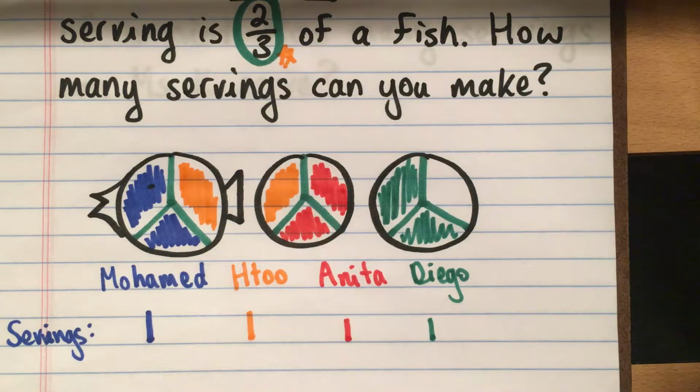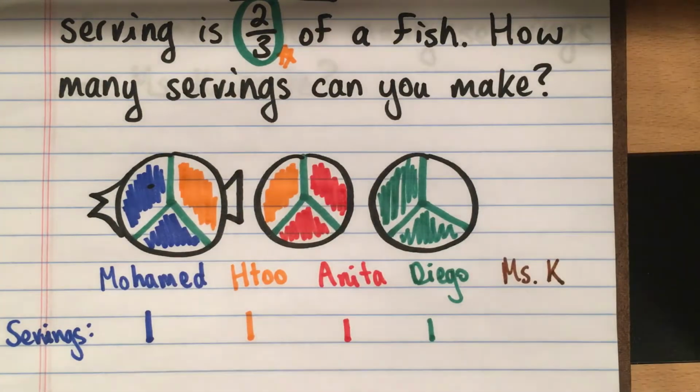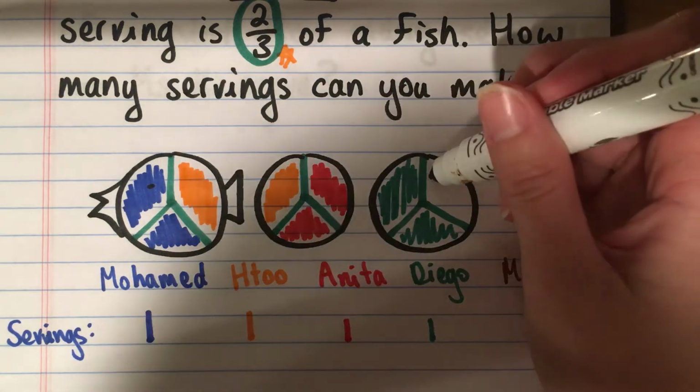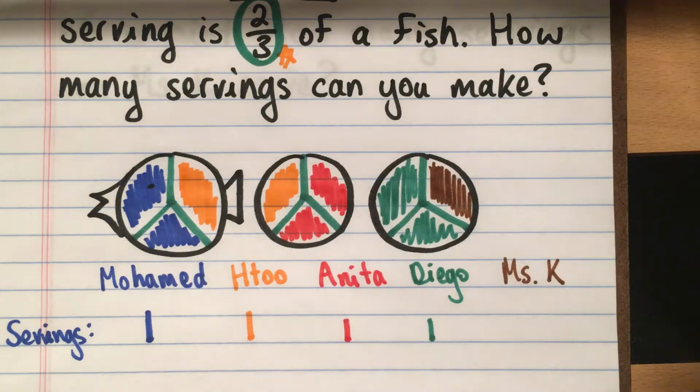And then I'll say, now Miss K comes to the party. That's me. Do we have enough for me? And usually they'll say, no, we don't. We only have 1/3 remaining. So I'll say, what fraction of a serving is my piece? And I want you to just think about that for a second. What fraction is my piece of a serving?